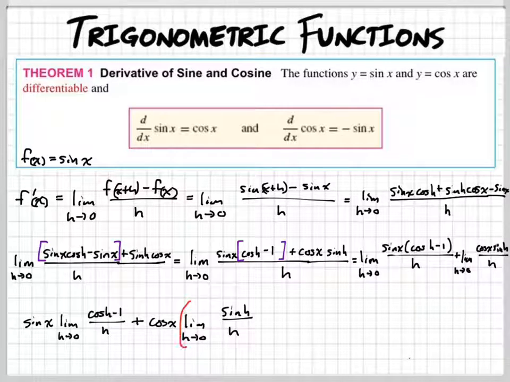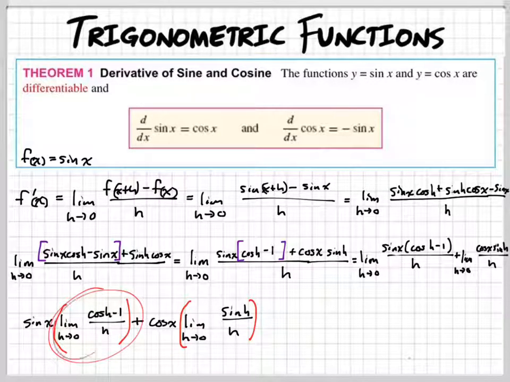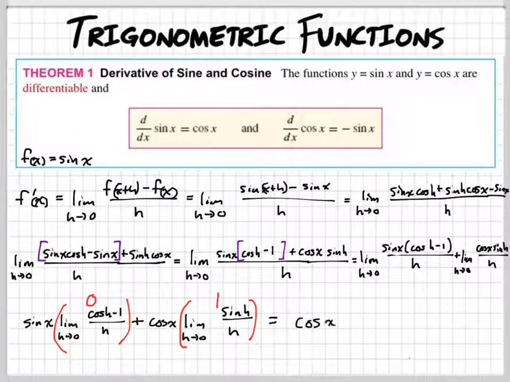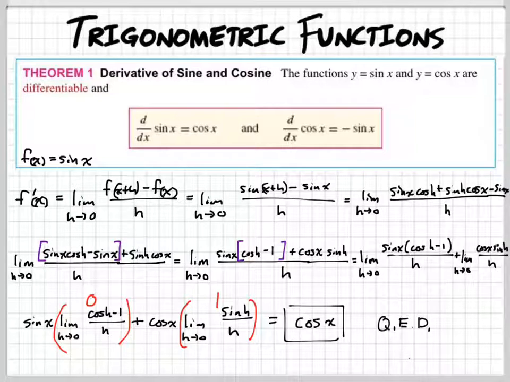And we know what this equals. And we know what this equals. What does this one equal? 0. And what does this one equal? 1. So what are we left with? Cosine x. Beautiful. Just proved it. Oh, I almost forgot. Sorry. QED. Yay. So it's been proven.